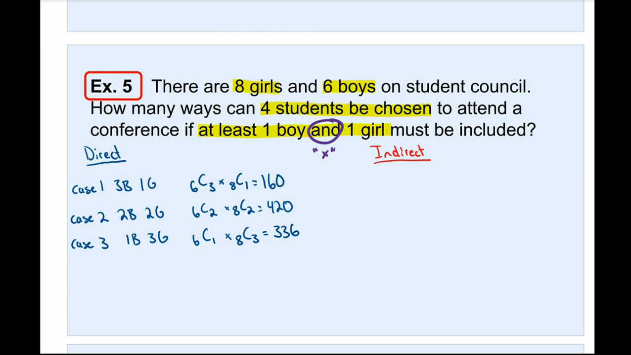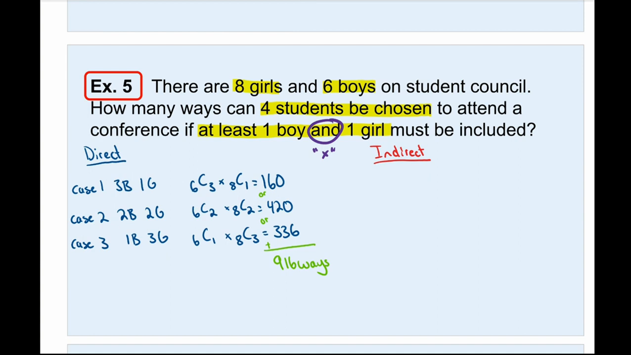Now, because the question is asking at least 1 boy and 1 girl, all 3 of these scenarios are valid. So it could be case 1, case 2, or case 3, and when we have that, we can think of "or." We've seen situations like this before. So when it's "or," we are adding all of these up. And we get 916 ways. So 916 ways four students can be chosen to attend if at least one boy and one girl must be included.